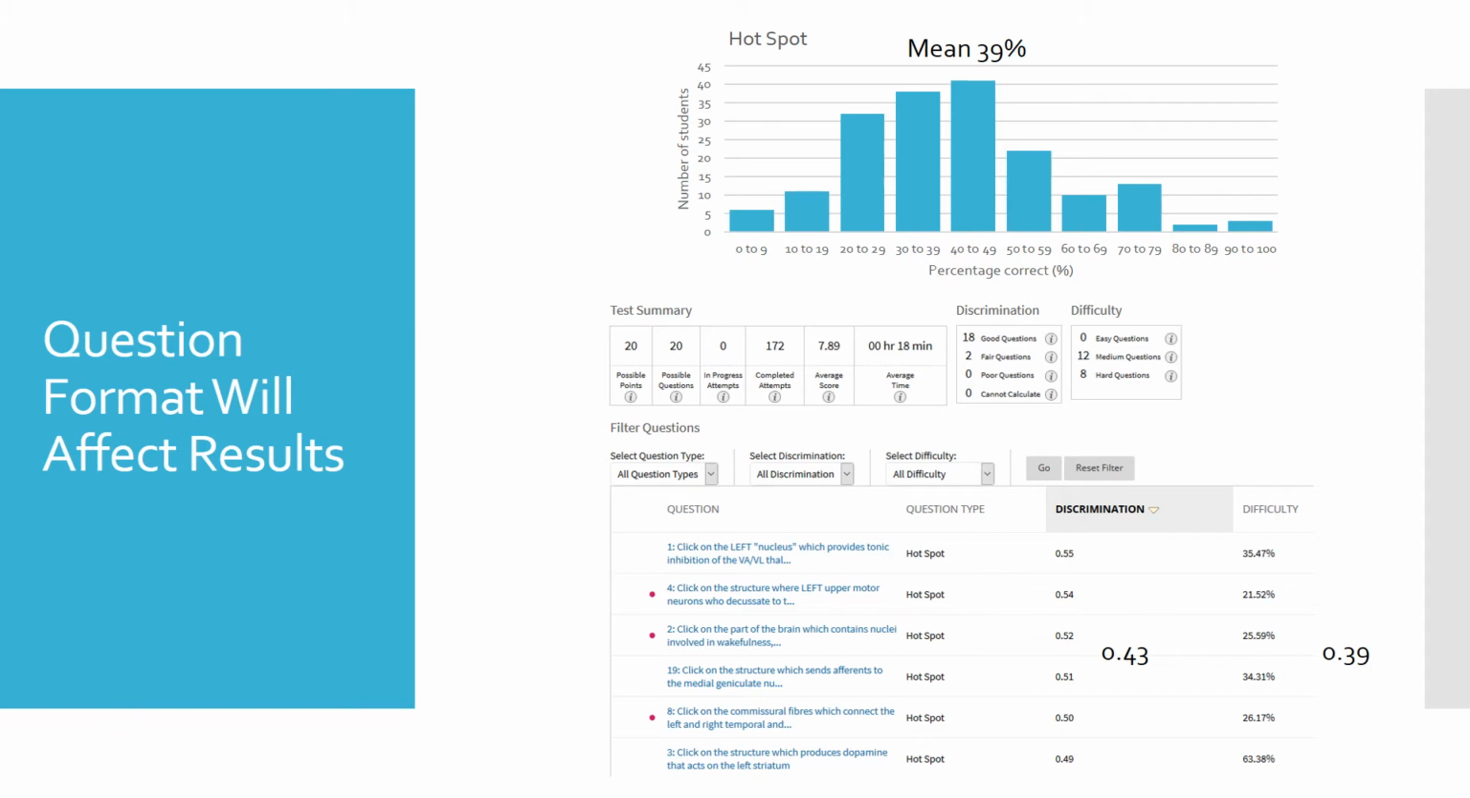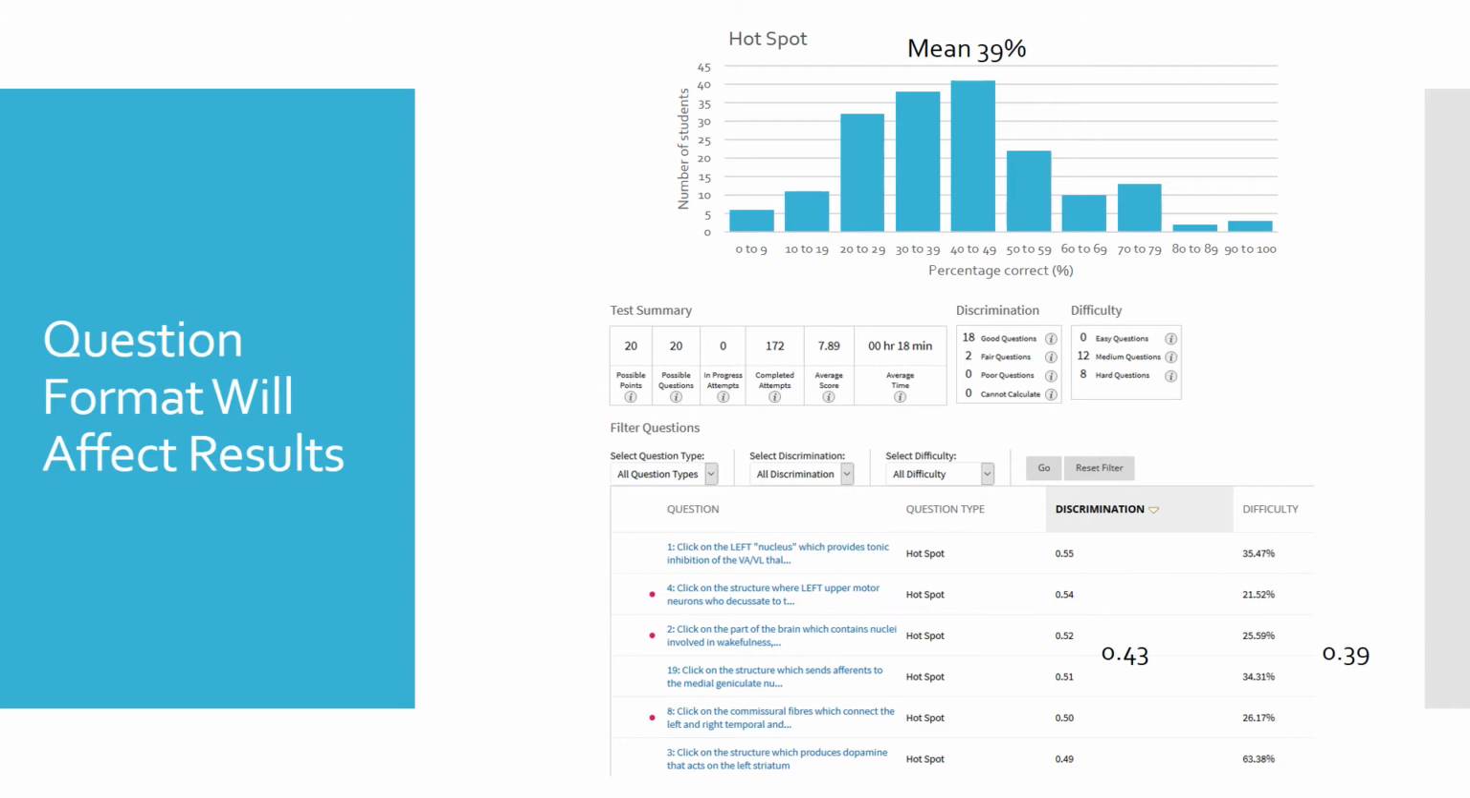With Blackboard, we get this automatic discrimination and difficulty index, which I'll talk about later. And it was telling us that this exam had 18 good questions and 2 fair questions, and that the difficulty had 12 medium questions and 8 hard questions. So what was this exam actually looking at?